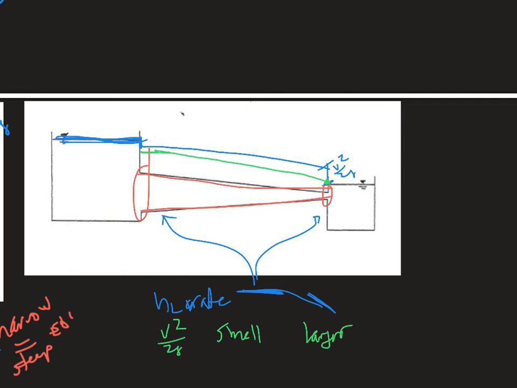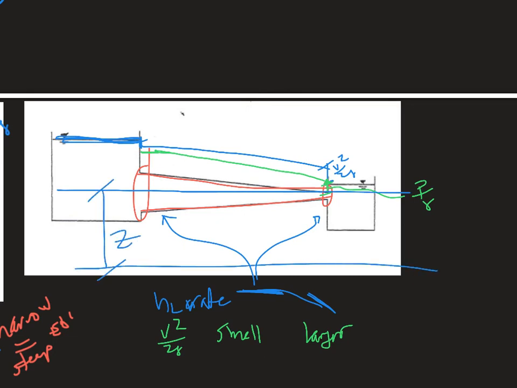Notice right here, from here to there, that's P on gamma. And we've still got Z going right through the middle here. So that's Z down to some imaginary datum. Everywhere along here, you can figure out what the pressure is. Well, it's this thing right here, P on gamma. What's the velocity head? It's right here. The velocity head is most over here. The pressure is most over here. The Z is the same everywhere.